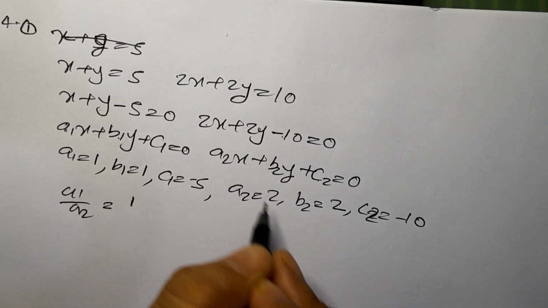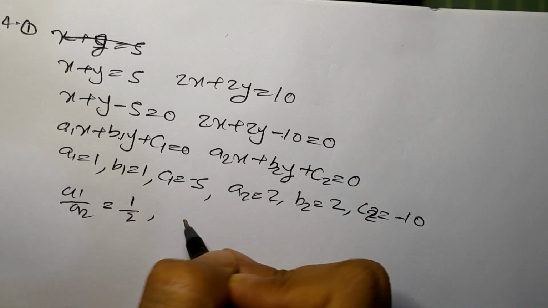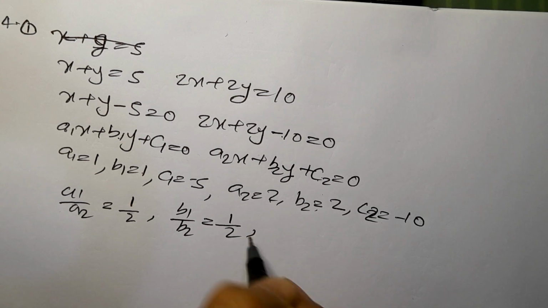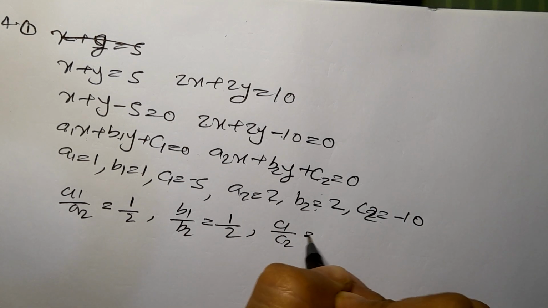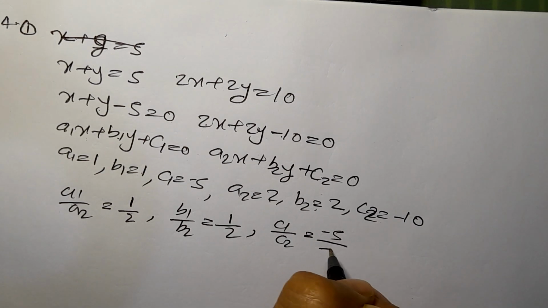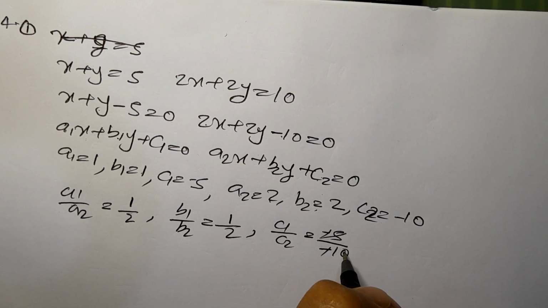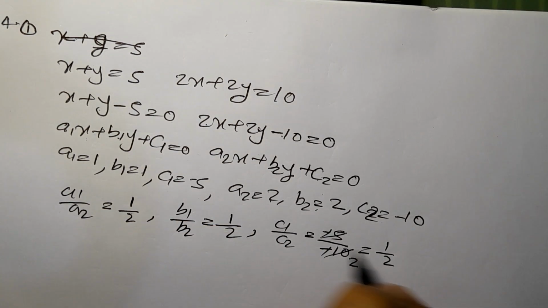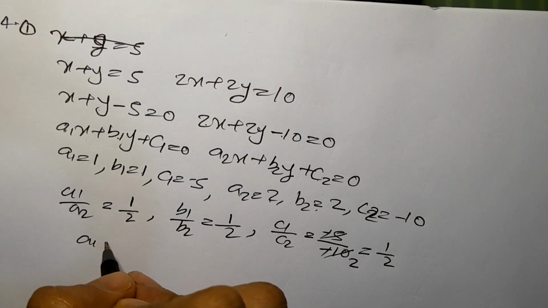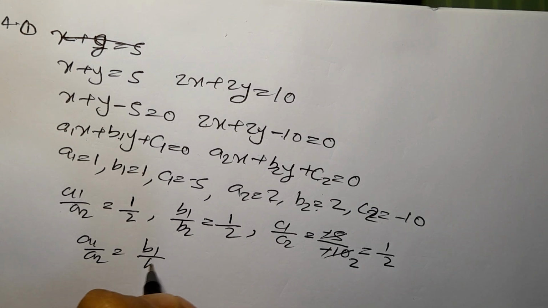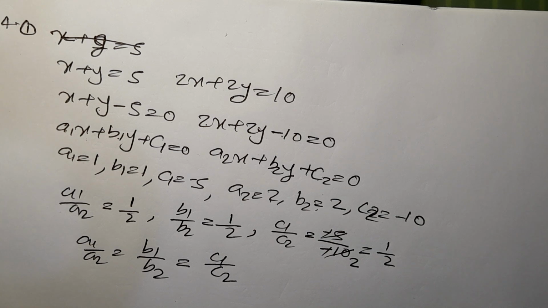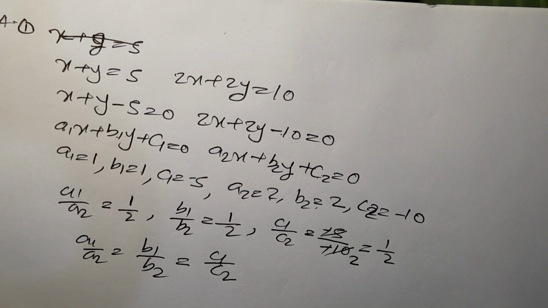Now we have to check the ratios. a1 by a2: a1 is 1, a2 is 2. b1 by b2: b1 is 1, b2 is 2. Now c1 by c2: c1 is minus 5, c2 is minus 10. Minus and minus cancel, 5 and 10 cancel, 2 will be downside, so it gives 1 by 2. All are 1 by 2, so all are equal. So a1 by a2 is equal to b1 by b2 is equal to c1 by c2. What is the condition? It is the condition for consistent, meaning it gives coincident lines.